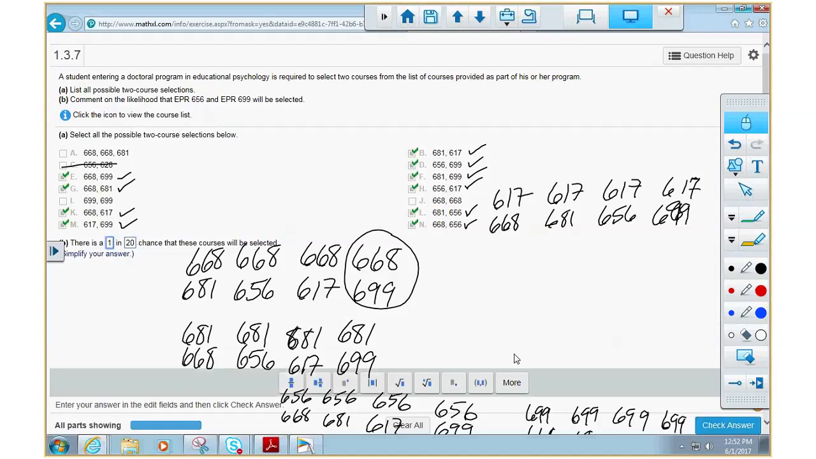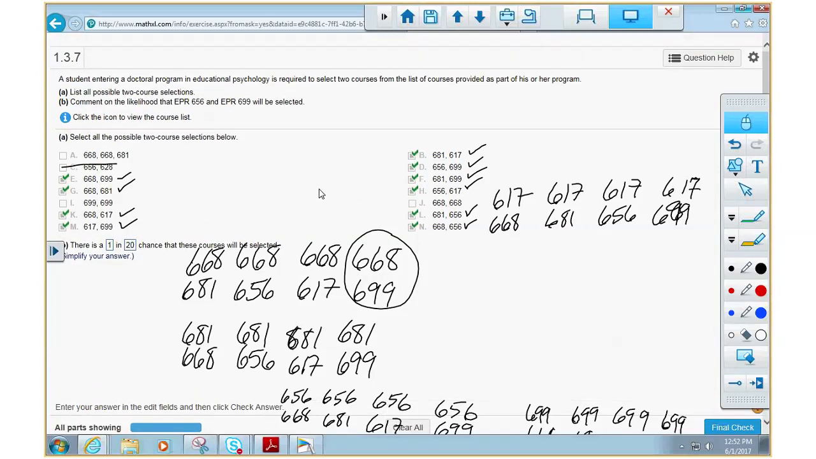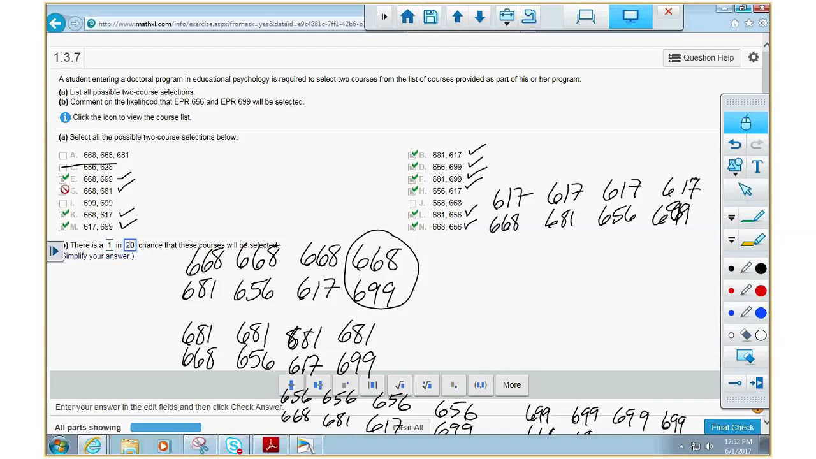Why is it wrong? Well, it's 40 altogether, isn't it? What do you mean 40? This is 1 out of 10. Yeah, and that was the reason I sent you that. But this isn't the question I sent you. All right, let me read the question again. Comment on the likelihood that EPR 656 and EPR 699 will be selected. Well, we're talking about out of these double sections. They're talking about out of these sections, aren't they? Okay, then it'd be 1 out of 10. I'm sorry, I was talking about out of these whole. They're talking about out of these that you checked.